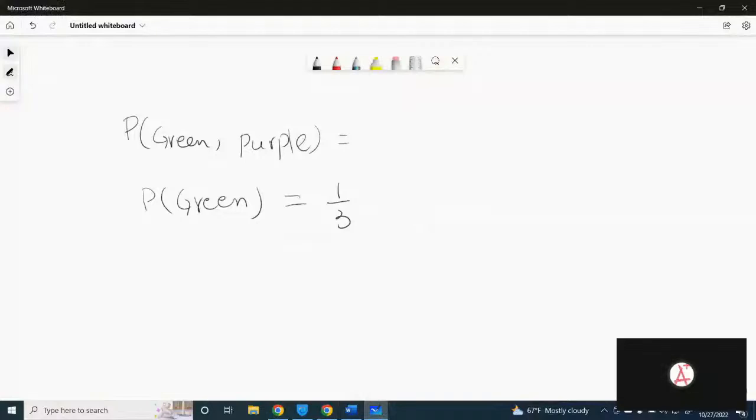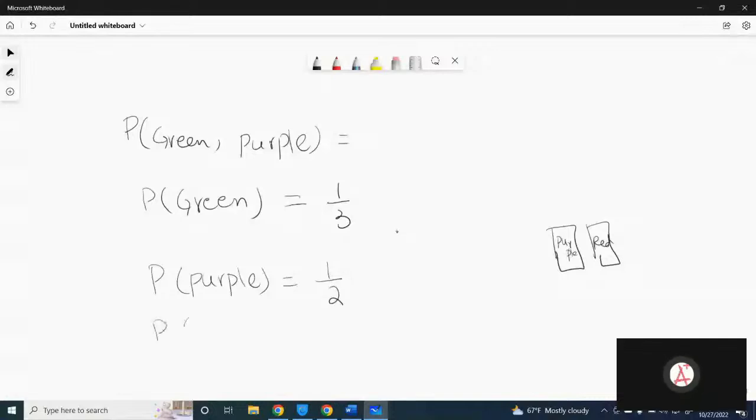Okay, for the second time, now you haven't put the card back. Got it? The green card you haven't put back. You are now left with just two cards only. They are purple and red. Only one of those cards is purple, so the probability of the purple is 1 out of 2. Got it? Because now you have just two options.